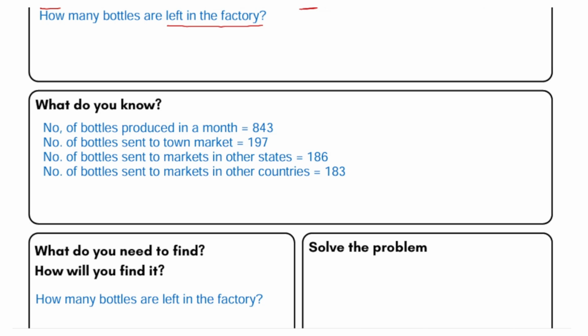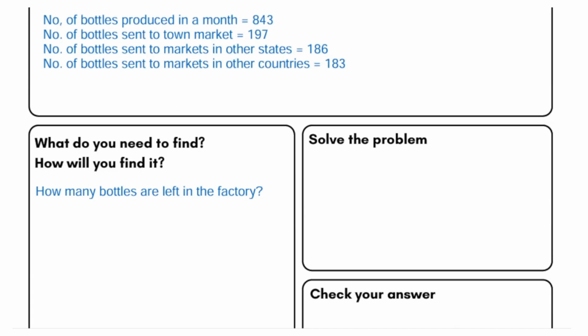So what do we know so far? Number of bottles produced in the month, 843. Number of bottles sent to the town market, 197. Number of bottles sent to the markets in other states, 186. Number of bottles sent to the markets in other countries, 183. Now, the next one says, what do we need to find? How many bottles are left in the factory? This is what we are supposed to find out.